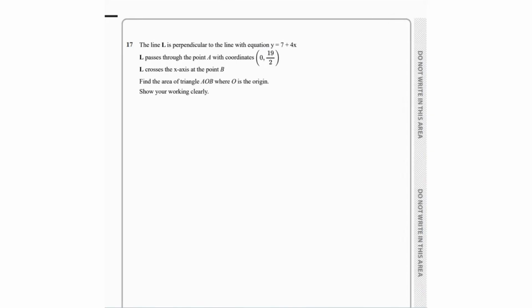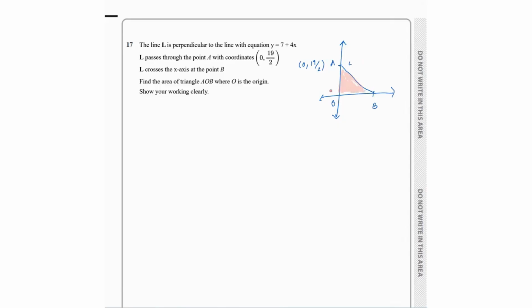So let's first draw a rough diagram. This is your axis. Point A is (0, 19/2), which means it's on the y-axis. So let's say this is point A. The point B is on the x-axis, so this is your point B. Let's connect A and B with a straight line. This is your line L. We have to find the area of the triangle AOB, which is basically this. This is the area that we have to find.